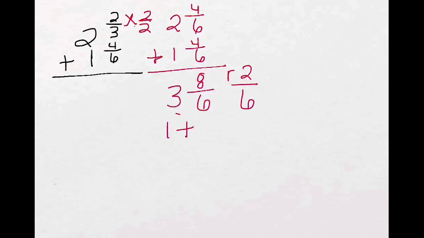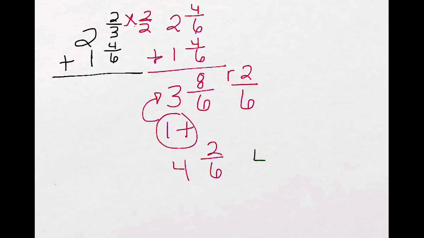So we have to then add that 1 whole here to our original whole. So it becomes 4 2/6. We are again working on reducing, so we are reducing 4 2/6 becomes 4 1/3.